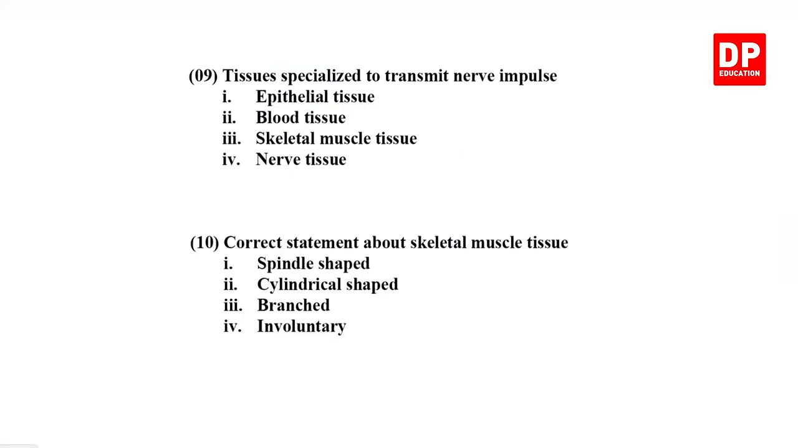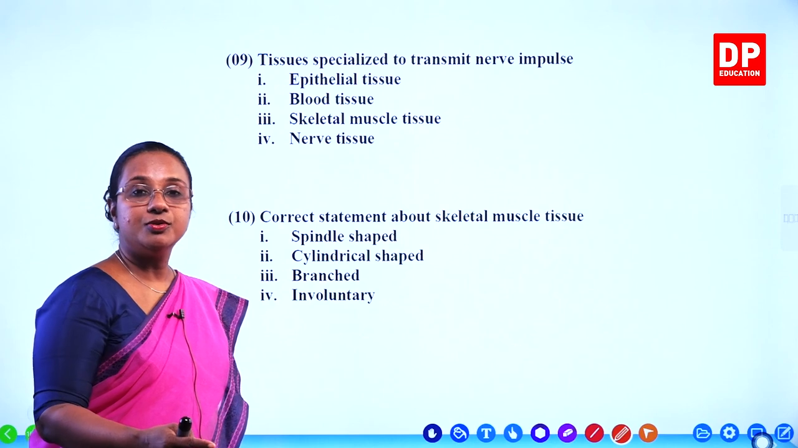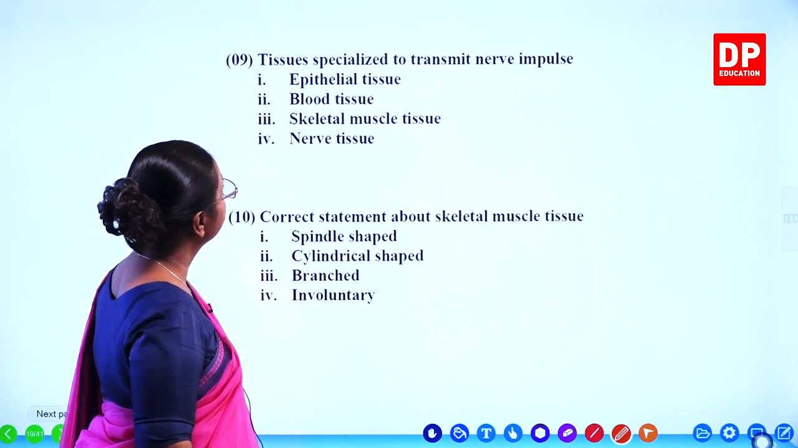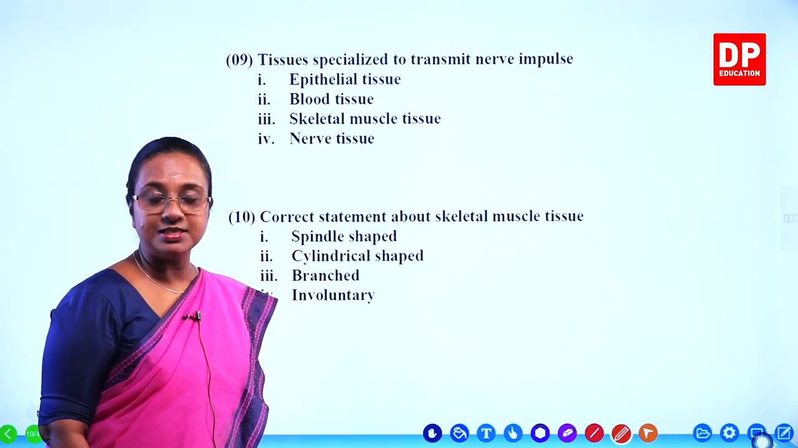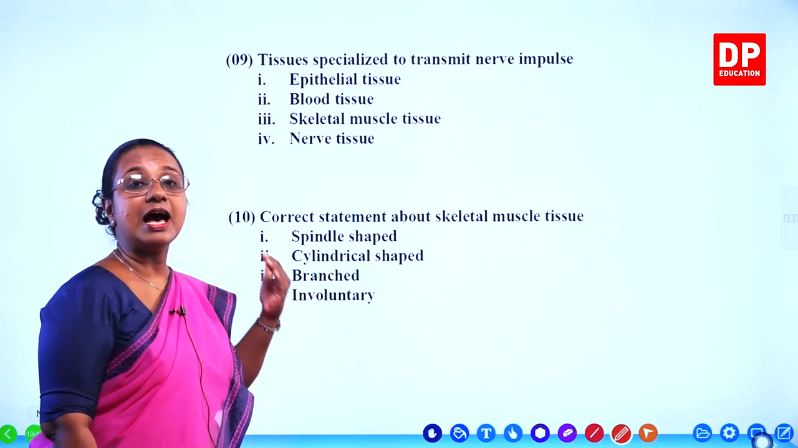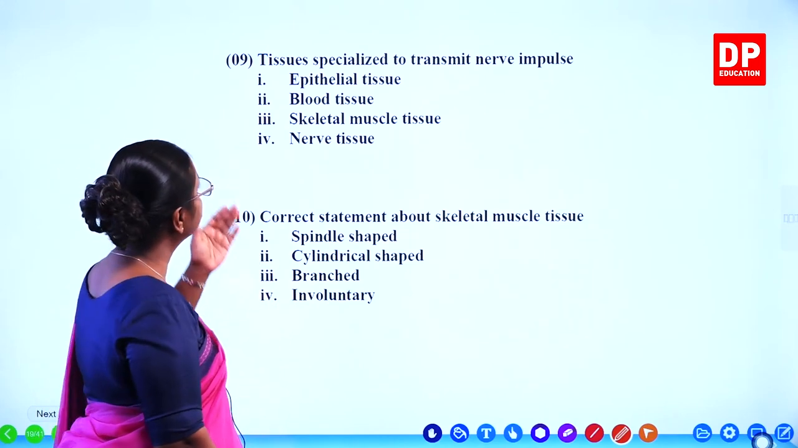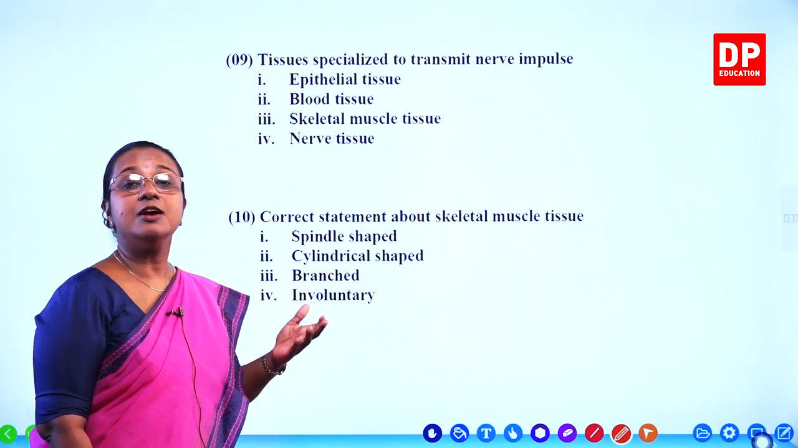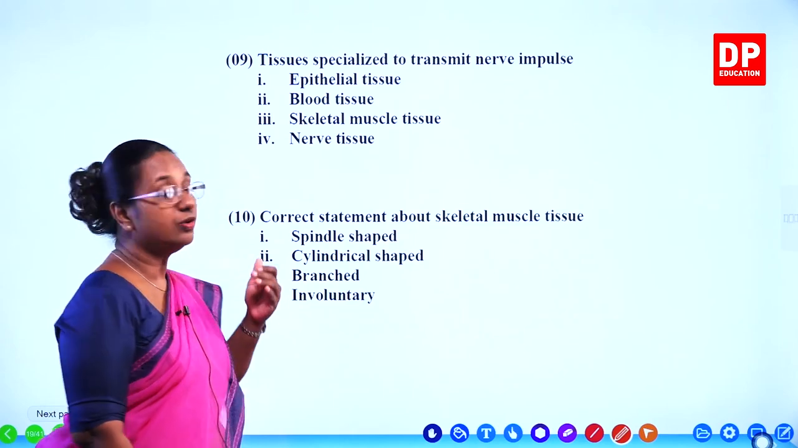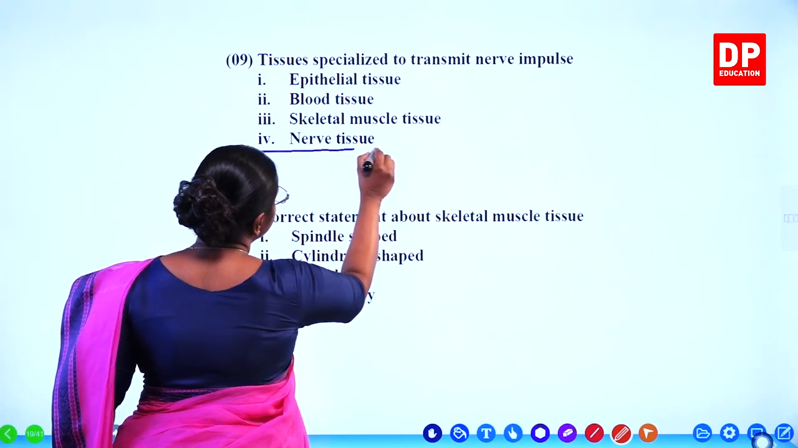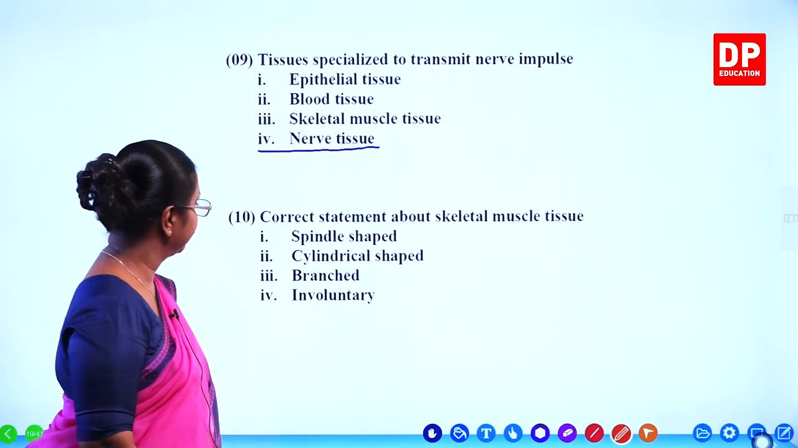Next question, tissue specialized to transmit nerve impulse. You all know in animals, there are four types of tissues and the tissue that is specialized to transmit nerve impulse is the nerve tissue. Epithelial tissue is to line up the free surfaces, internal and external surfaces. Blood tissue does the connecting function. Skeletal muscle tissue is involved in locomotion and movement. So, the last answer, nerve tissue, is the correct answer.